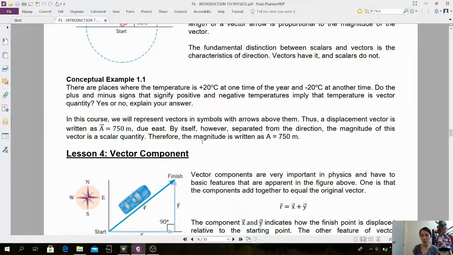So, if you have answered yes, you are incorrect. So, the correct answer is no. Temperature is a scalar quantity. So, these signs here, the positive and the negative sign, do not signify a physical direction. Otherwise, it only denotes that the temperature is less than or greater than 0 degrees Celsius. So, again, temperature is a scalar quantity.